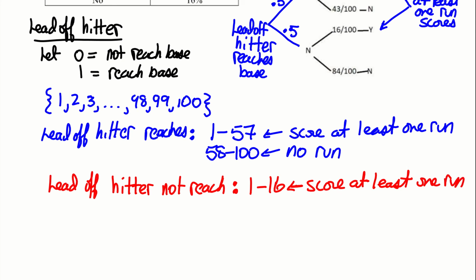And then the rest, 84 to 100, 84 to 100, geez. We need another 84 values, so 17 to 100 would be no run.